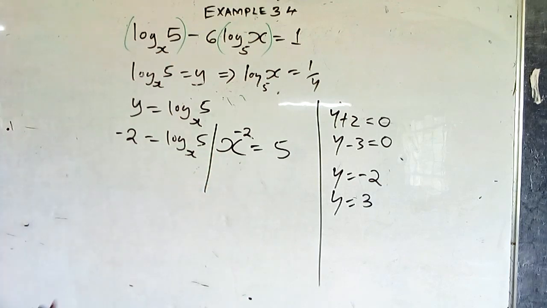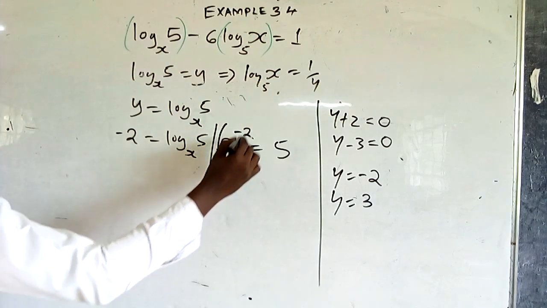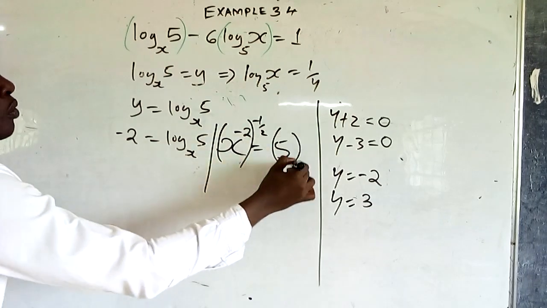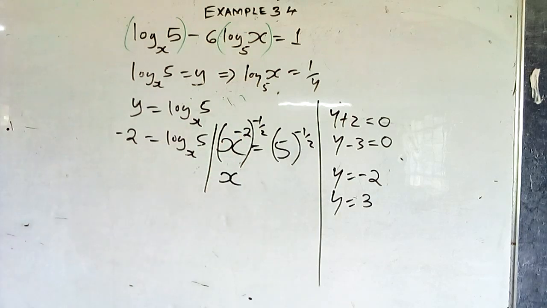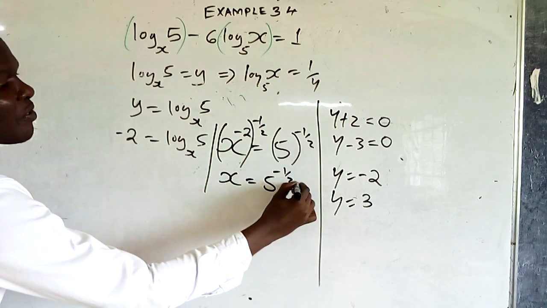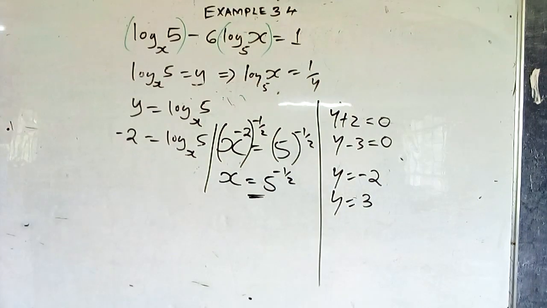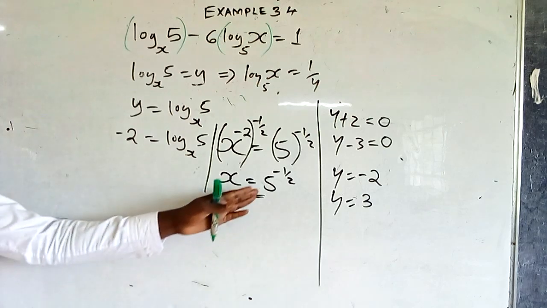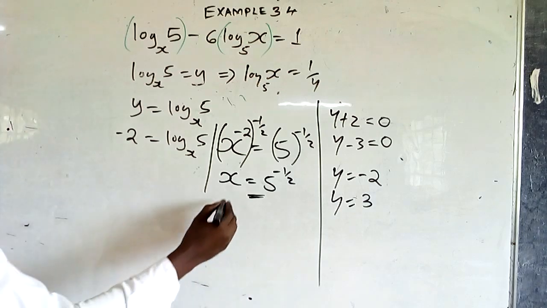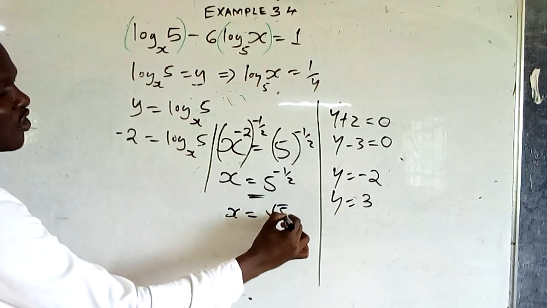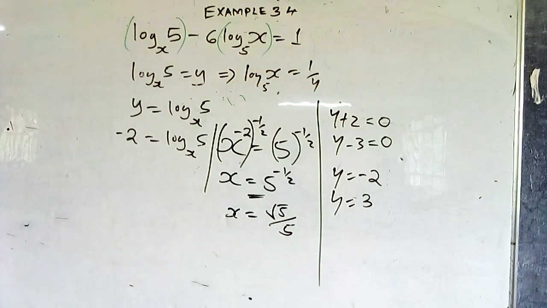So for you to get x, you multiply both sides by negative 1 over 2. Negative 1 over 2 times negative 2, you remain with x. So x equals 5 raised to negative 1 over 2. If you like, you can work it further to get a decimal, or you can leave it just like that. 5 raised to negative 1 over 2 is just 1 over 5 raised to power half, or 1 over square root of 5, which is the same in size as square root of 5 over 5.